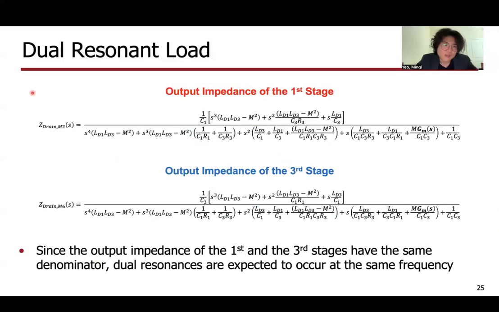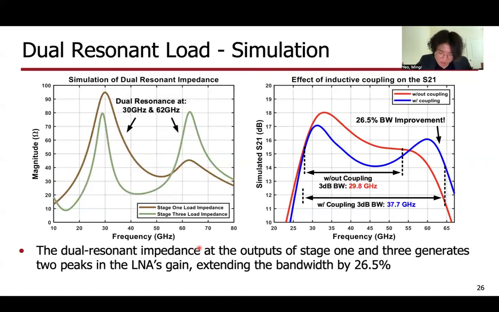Up top, I again listed the output impedance that we have at the output of the first stage. And on the bottom, I've written out the output impedance equation that we have at the output of the third stage. They are very similar. Although the numerators are slightly different, the denominators of these two equations are exactly the same. And this implies that because the denominator is exactly the same, we would expect the dual resonances to occur at the same frequencies. Now that we have talked about the theory behind the dual resonant impedance, let's see how this actually shows up in our circuit.